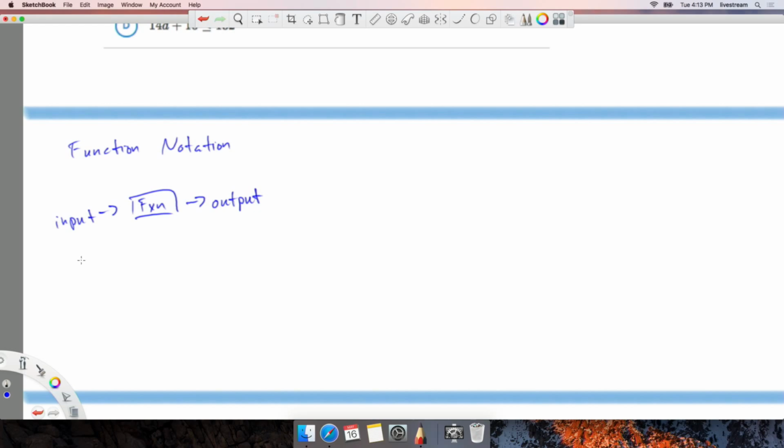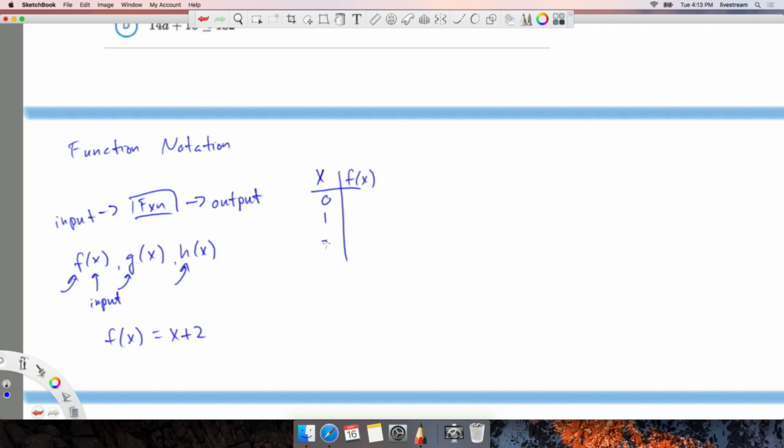And so you might have seen this written in your algebra class as f of x, or as g of x, or h of x. And in this case, x is going to be your input, and then all of the letters f, g, and h are just different ways of denoting a function. And so an example of a function might be f of x equals x plus 2. And a few common ways you might see this on the SAT is within a table format. So you might see something like this. And so for given values of x, f of x is going to be 2, 3, and 4.